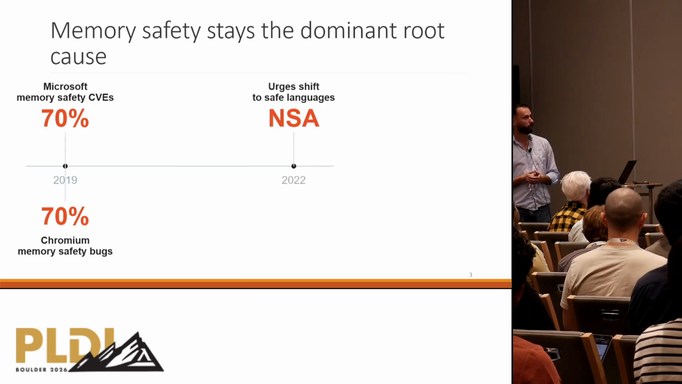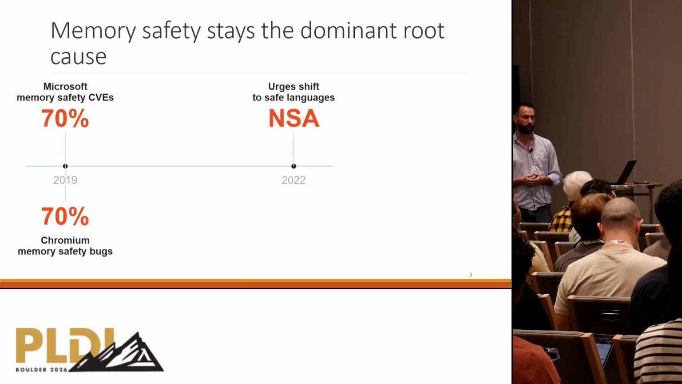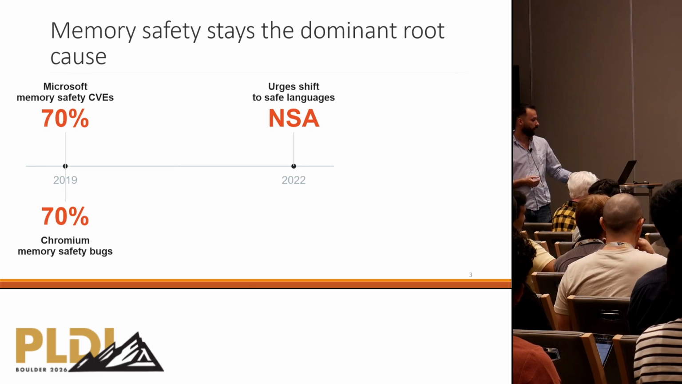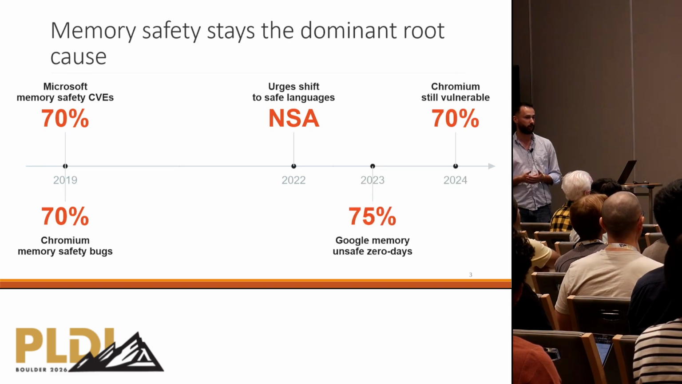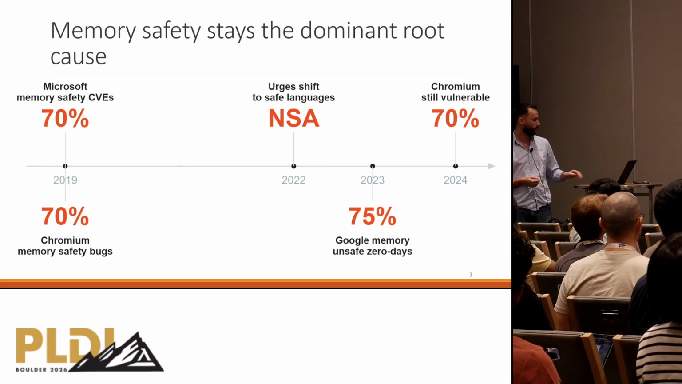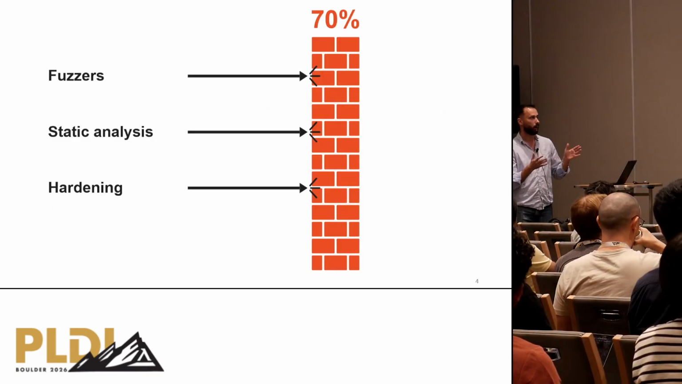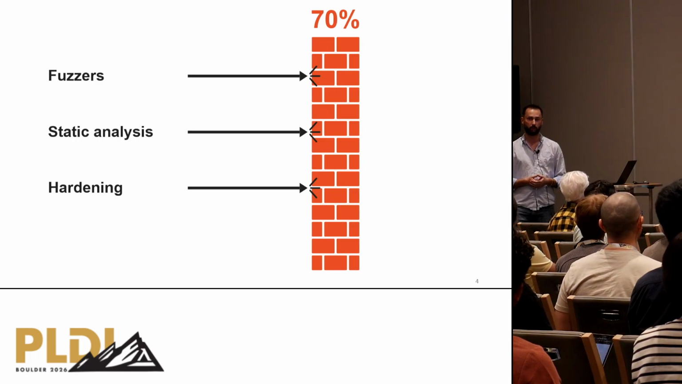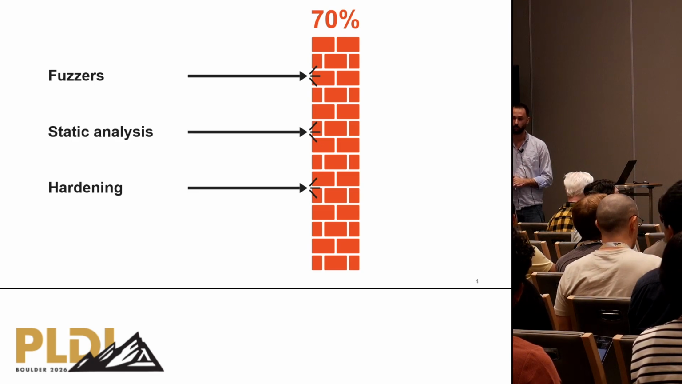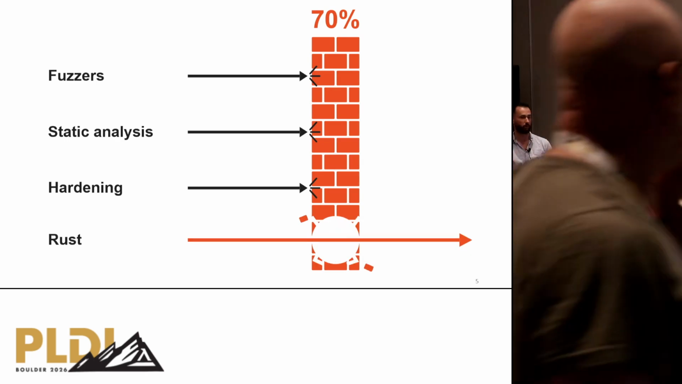And in 2022, NSA urged people to switch to safe programming languages. While in the following years, the 70% issue still remained a problem. So, our current tools cannot bring down the 70% wall. We need to rethink the memory safety problem from the beginning. So, if our current tools don't work, let's try to switch the language.